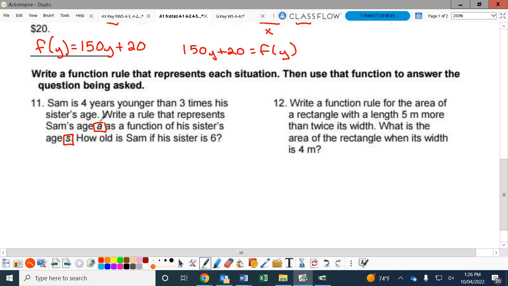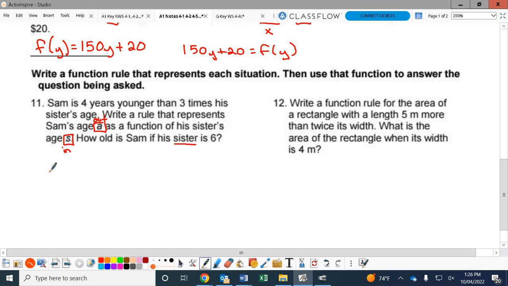It says write it so that this is a function of this one. So A is going to be on the outside, S is going to be on the inside. You can also look at the end, guys, and cheat on these. Look, I'm giving you a cheat. You can look at the end and see it tells you his sister's age, so the sister's has got to be plugged in. So it's got to go on the inside.